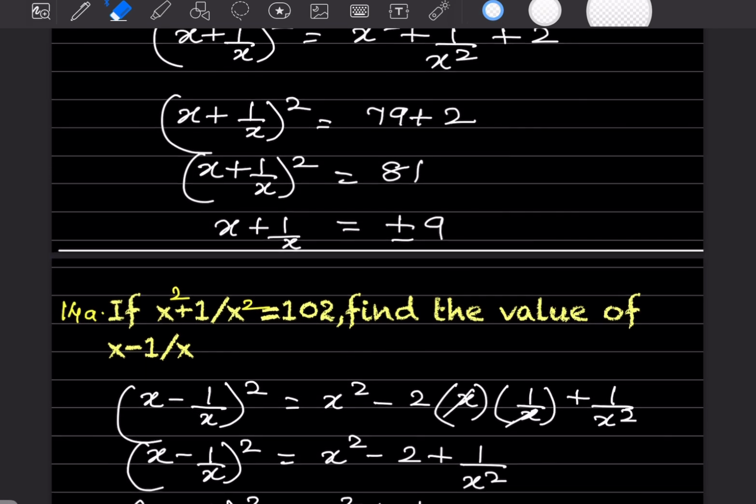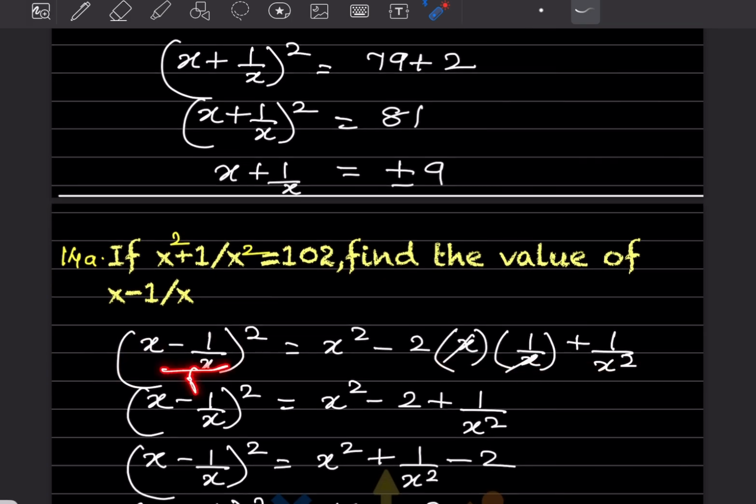If x square plus 1 by x square is 102, find the value of x minus 1 by x. So x minus 1 by x whole bracket square will be in the form of a minus b whole bracket square. That is going to be a square minus 2ab plus b square. So this is going to be the same. This and this get cancelled for this term: x square minus 2 plus 1 by x square. This is going to be the same.